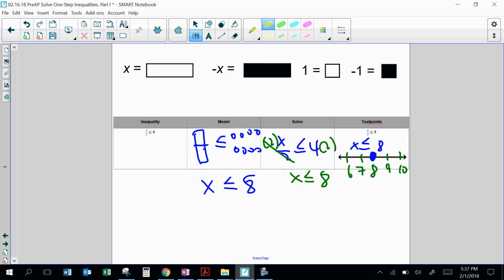Which numbers are lesser or equal to 8? 7 and 6. So let's use some test points. Let's use 6. 6 divided by 2 is 3. 3 is less than or equal to 4. That's one. So it's a lot of things we're covering today. It does take about 4 days to learn this lesson. So we are going to be practicing the next few days on this.